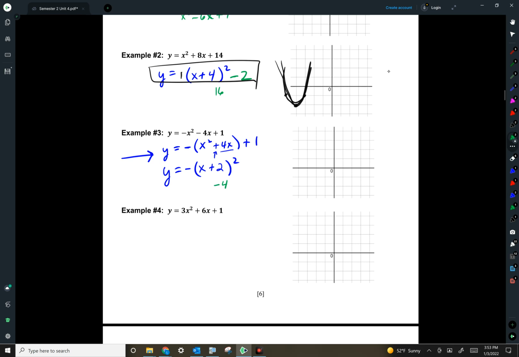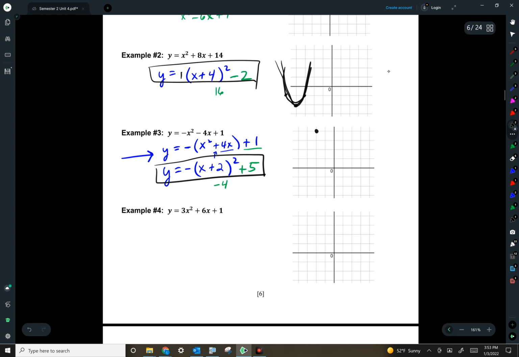But I don't want it to be a negative 4. I want it to be a plus 1. So what am I going to have to do to that negative 4 to get it back to a plus 1? Well, wouldn't I have to add 5? Because if I add 5, negative 4 plus 5, wouldn't that get it back to be a positive 1? So this is my vertex form. So when I graph it, I'm going to go 2 units to the left, 5 units up.